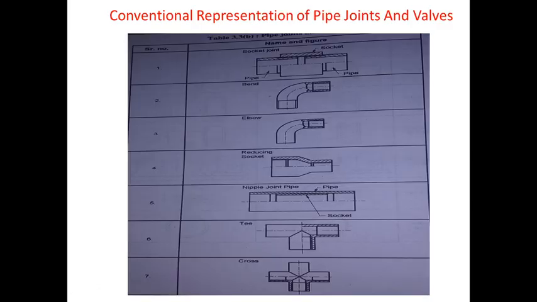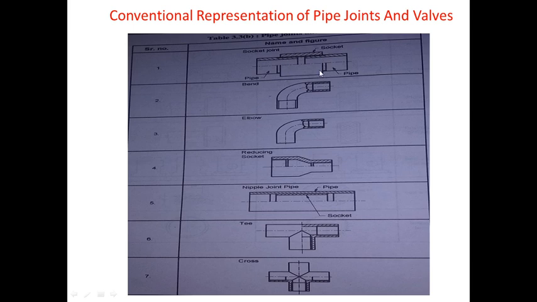Now next, we will see conventional representation of pipe joints and walls. In order to represent pipe joints and walls, we have conventional symbols. Let us see the symbols one by one. First, you can see it is a socket joint. This part, the center part, is nothing but the socket.